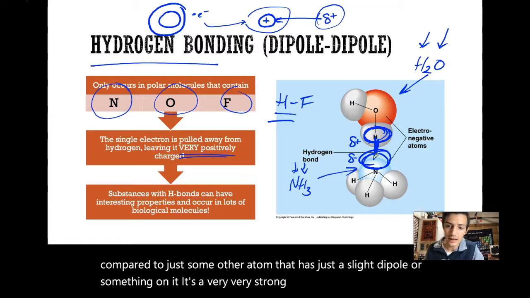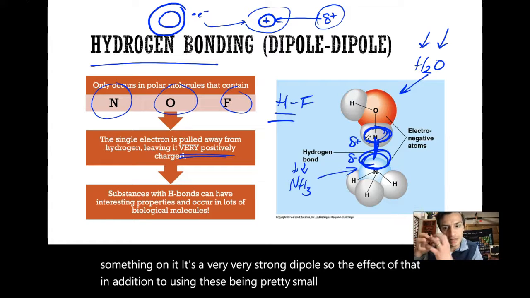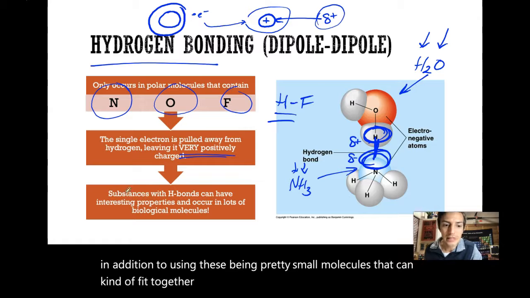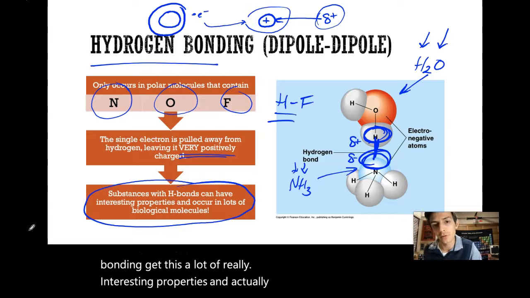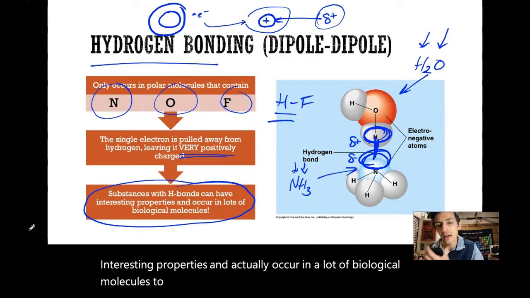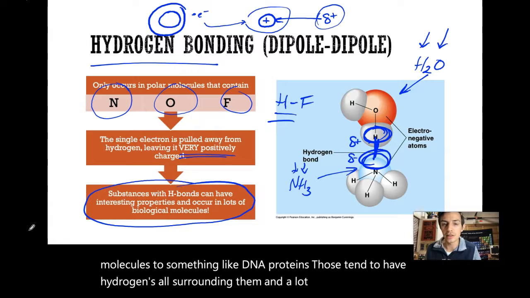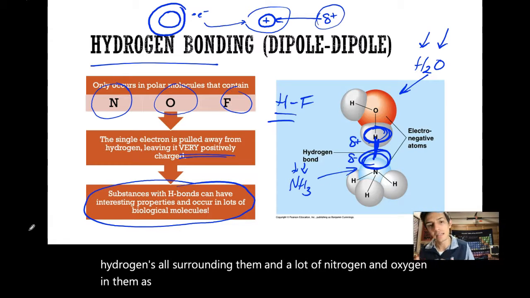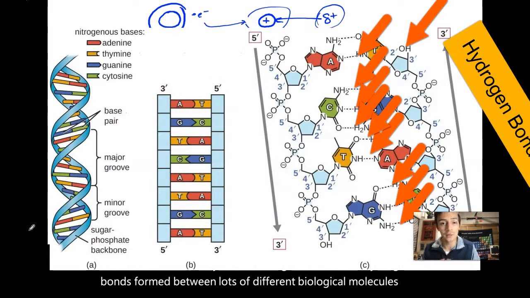The effect of that, in addition to these usually being pretty small molecules that can fit together very closely, is that substances with hydrogen bonding get a lot of really interesting properties, and they actually occur in a lot of biological molecules too. Something like DNA and proteins tend to have hydrogens all surrounding them, and a lot of nitrogen and oxygen as well. So you'll tend to get a number of hydrogen bonds formed between lots of different biological molecules, and it helps keep things together within our own body.